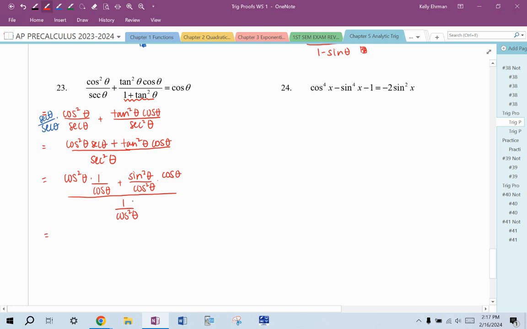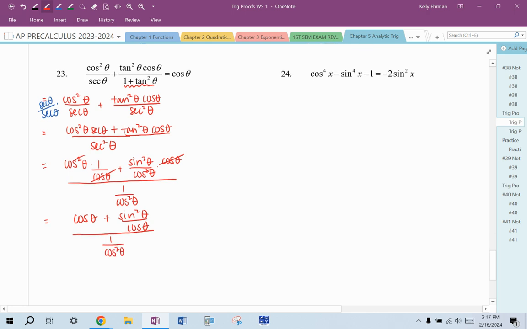All right, so a little bit cancels. Cosine and a cosine. So I'm left with cosine theta up there. This cosine in one of these, so plus sine squared theta over cosine theta. Still just over 1 over cosine squared theta. I've got an ugly complex fraction here, so let's multiply by, make sure it's cosine squared.